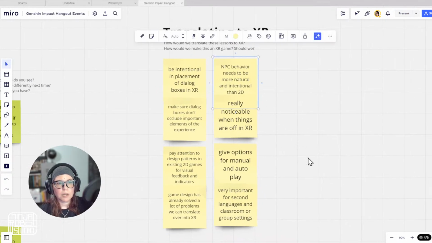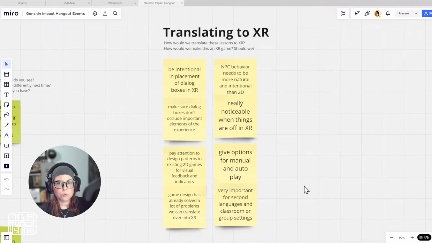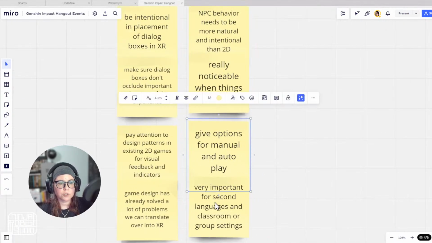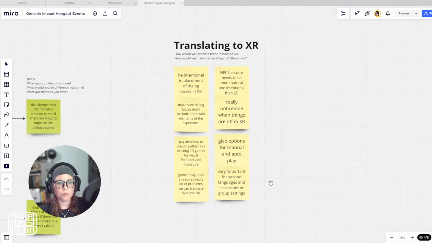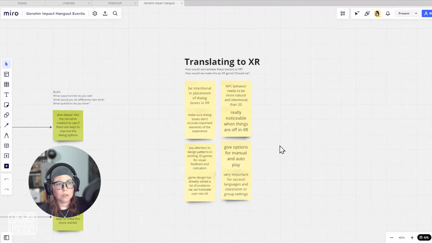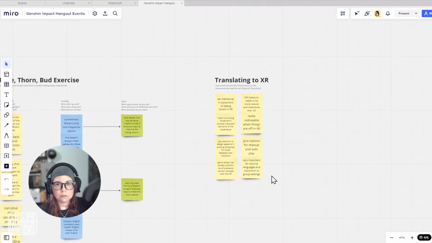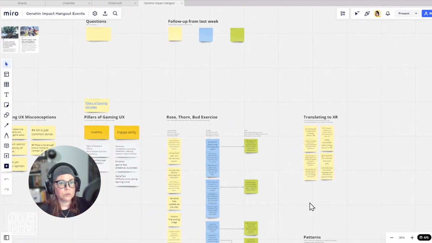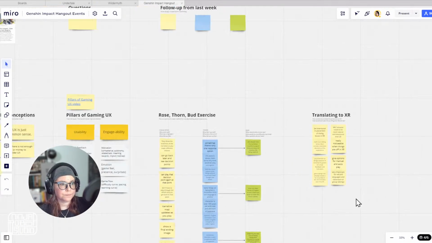And then again, our NPC behavior has to be natural. In 2D, it's really noticeable when things are off, and we want to give options. This is very important for classroom settings and second language options, and there are things that are going to distract you. When you don't have the option for manual progression, you're going to miss important details, and that is very detrimental to training. Especially in a classroom setting for training or education, you definitely want manual progression.